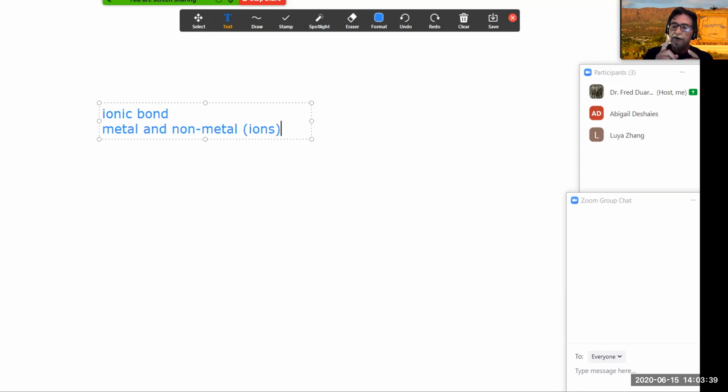Now, when they lose an electron, for example, sodium has 1 valence electron. Now, how do we know that? To refresh your memory, we find it on the periodic table. Sodium is in group 1, 1A. That means it has 1 valence electron.